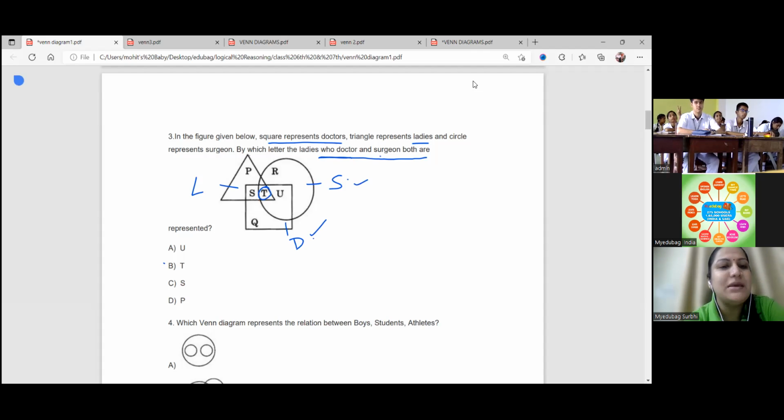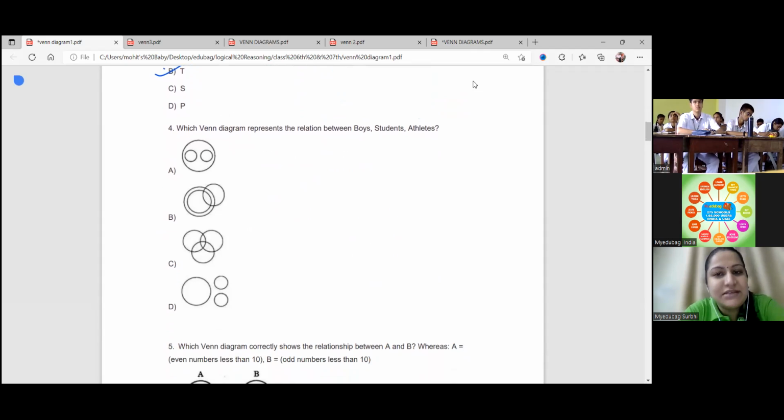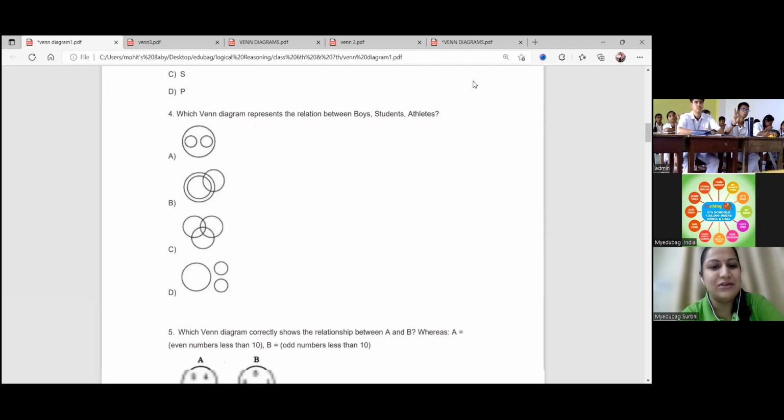You are saying B, but the B is also a lady. Okay, ladies. It is ladies who are okay. It's T. Correct. Which Venn diagram represents the relationship between boy, students, and athlete? Yes. Third, right. Boys can be students also and athlete also.